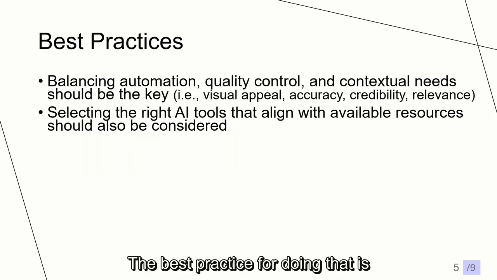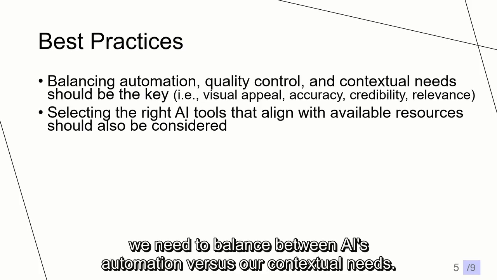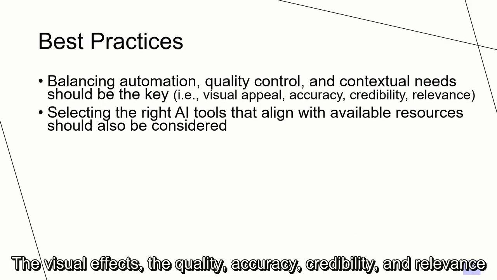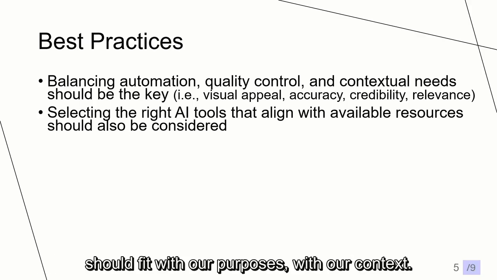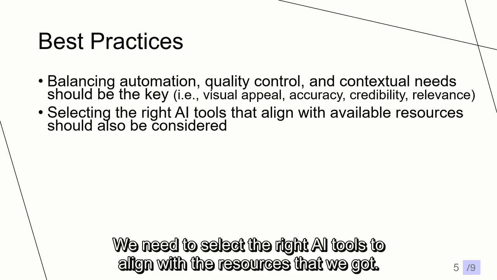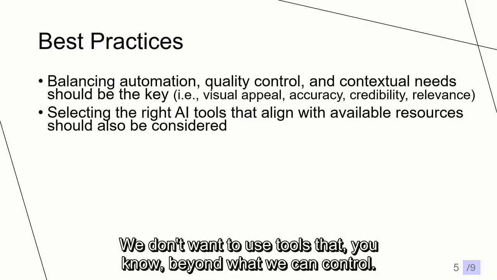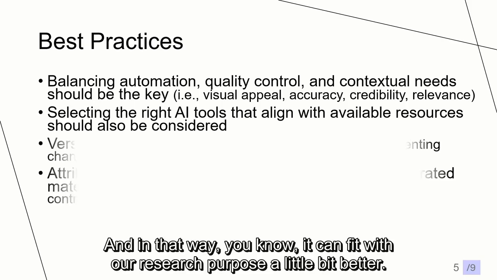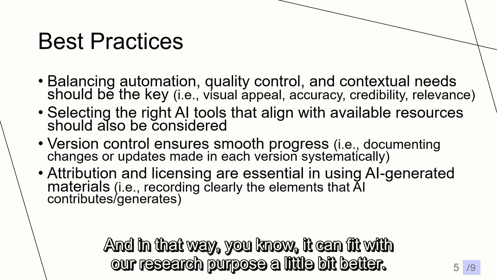The best practice for doing that is we need to balance between AI's automation versus our contextual needs. The visual effects, the quality, accuracy, credibility, and the relevance should fit with our purposes, with our context. We need to select the right AI tools to align with the resources that we got. We don't want to use tools that are beyond what we can control. And in that way, it can fit with our research purpose a little bit better.